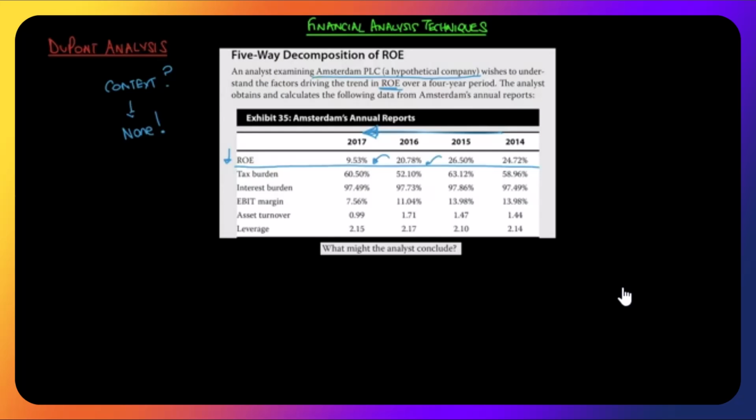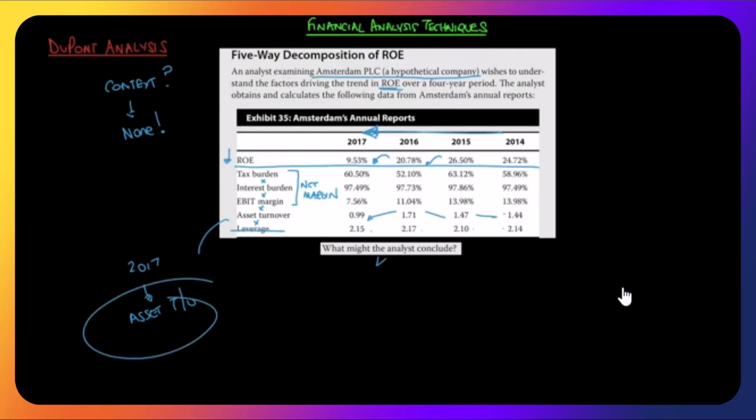Why? Well, helpfully, we've got tax burden times interest burden times EBIT margin. Those three together gave you your net margin. Multiply by asset turnover and leverage. Let's start from the bottom. 2.14, 2.1, 2.17, 2.15. Leverage is not interesting. Asset turnover, 144, 147, 171, plunge. So in 2017, certainly one of the factors, a reasonable conclusion would be the asset turnover contributed to the drop.